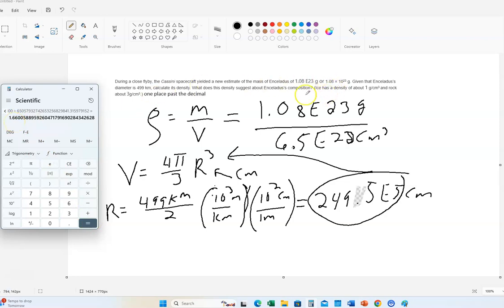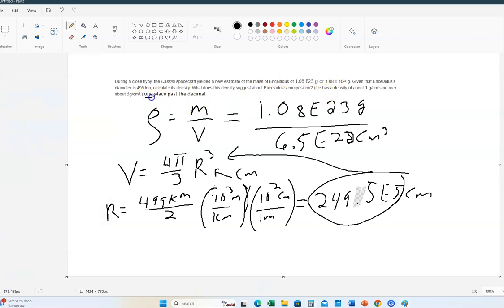I think it says to round it to one place past the decimal. So the answer would be 1.7 grams per centimeter cubed. So it's closer to water than it is to, well, it's kind of in the middle. I guess it's a little bit closer to water than it is to rock.